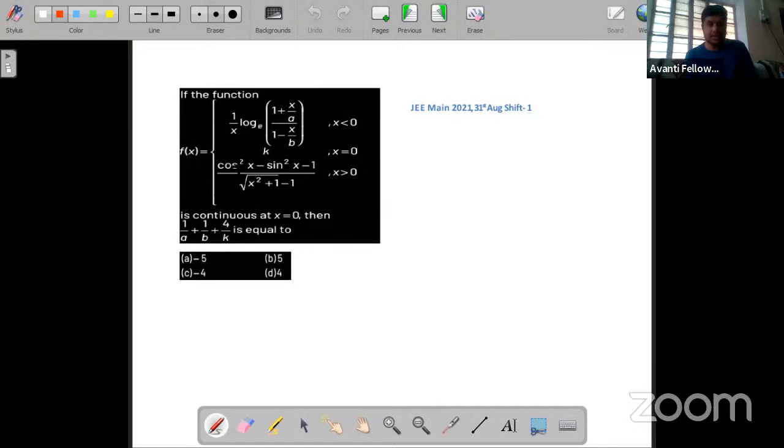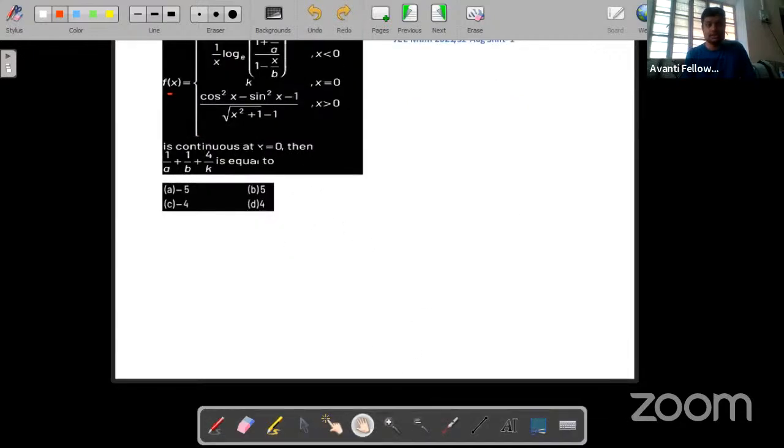So the question is saying that if the function is given f(x) is equals to this much, then we have to find the value of, okay, so what is given? Okay, this function is continuous. It is saying continuous at x is equals to 0. What does that mean? At x is equals to 0 and from the left hand side as well as from the right hand side, all the values should be equal to some finite quantity, right?